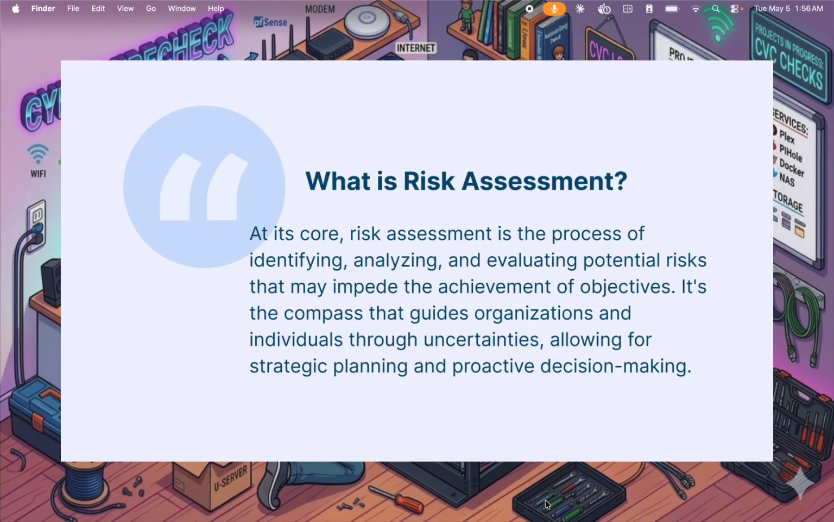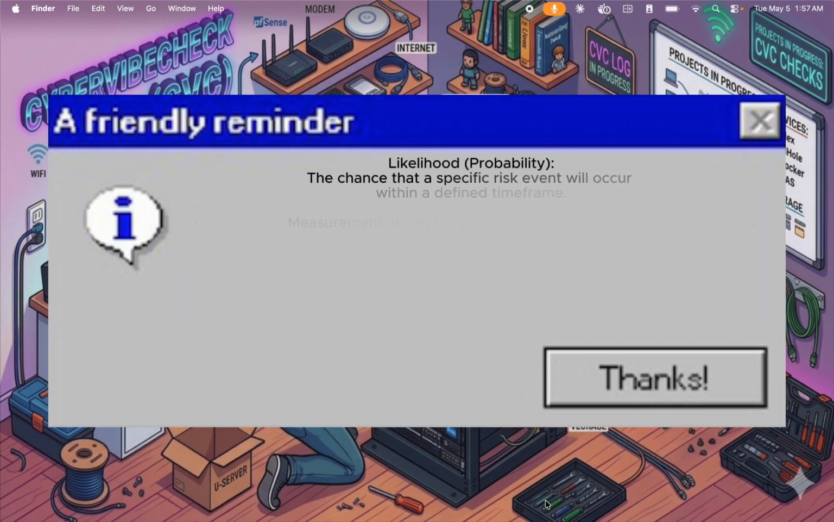So, at its core, a risk assessment is the process of identifying, analyzing, and evaluating potential risks that may impede the achievement of objectives. In cybersecurity terms, that could be adding a new AWS service or discontinuing using a specific technology product. What risk does that put towards the organization who are investing their assets into these goals?